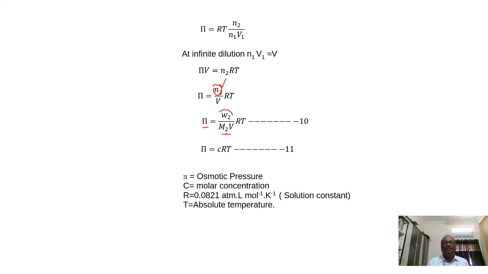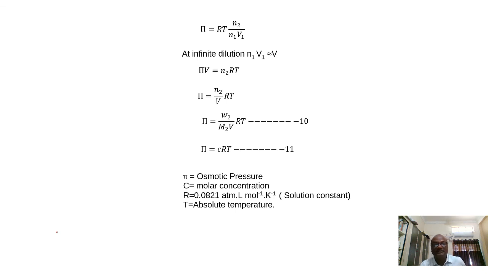What is the meaning of W2 by M2 V, or n2 by V? It is nothing but the molar concentration, which we say is molarity. The molar concentration or molarity is represented by C here. So now the final equation becomes pi is equal to CRT. Pi is the osmotic pressure of the solution. C is the molar concentration of the solution. R is the universal gas constant, but here you have to say solution constant.